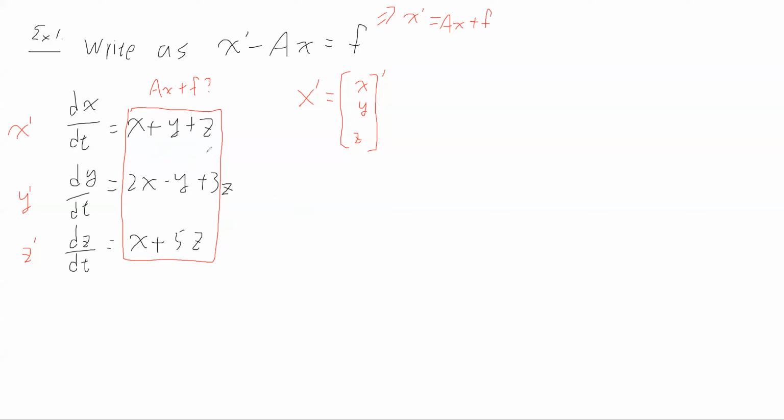All right, next, let's look at this. Notice that all the terms in here either have x, y, or z. That means I can actually rewrite this as a matrix multiplied by x, y, z. Let's look at the first row: x plus y plus z. So that means we have 1, 1, and 1. And the second one, we have 2x minus y plus 3z. That means it's 2, negative 1, and 3. The third one, x plus 5z. So that's x is 1, y is 0, and z is 5.